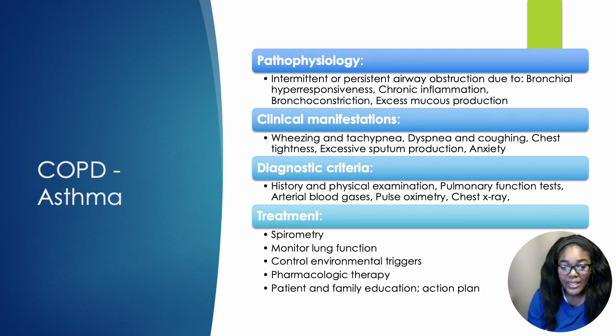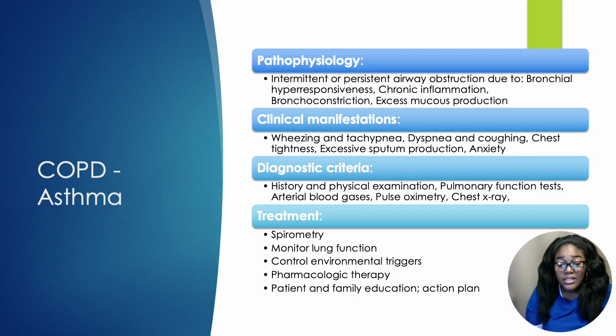The next COPD disease we'll talk about is asthma, and it's characterized by intermittent or persistent airway obstruction due to bronchial hyperresponsiveness, chronic inflammation, bronchoconstriction, or excess mucus production. Signs and symptoms or clinical manifestations include wheezing, tachypnea, shortness of breath, dyspnea, coughing, chest tightness, excessive sputum production, and anxiety.